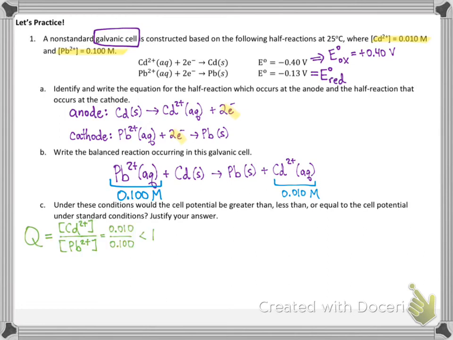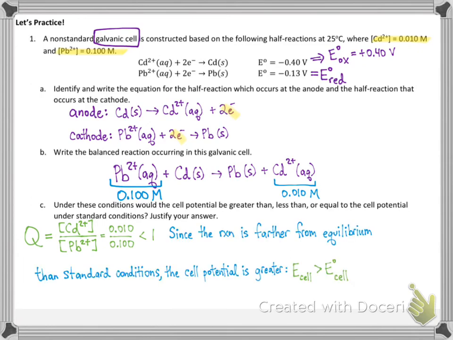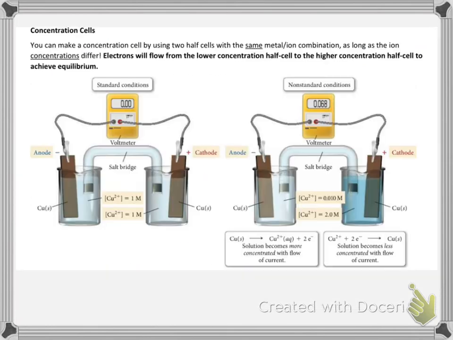So if we plug into Q, when we calculate our quotient, since we decreased the concentration of products more than we decreased the concentration of reactants, that gives us a value less than 1. Less products means the reaction is even further from equilibrium than under standard conditions. So that means the cell potential is going to be greater. And there you have it.